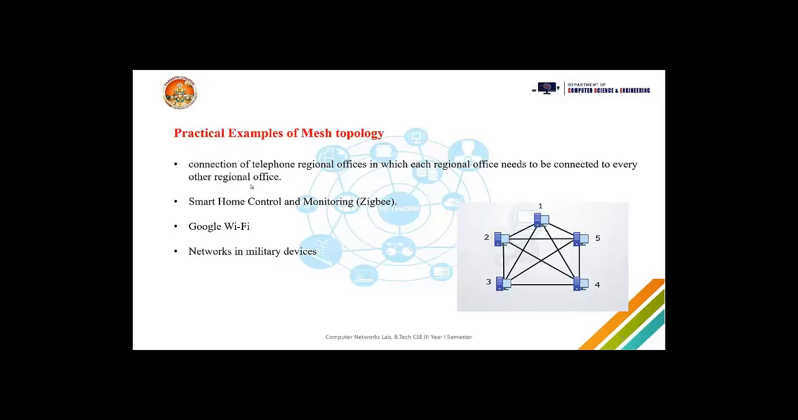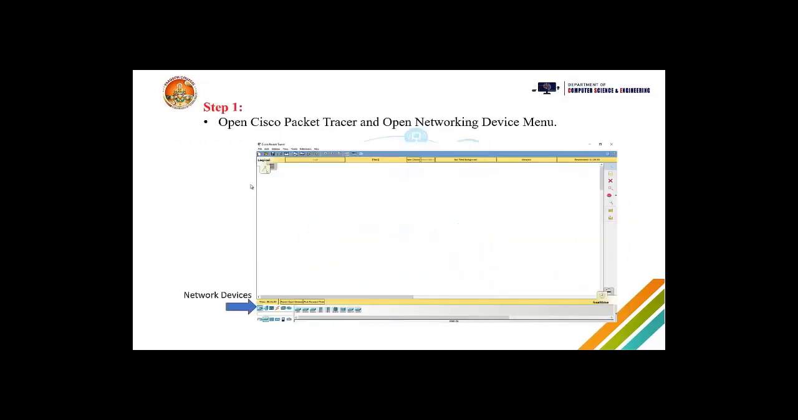Now we will see how to configure this mesh topology using PacketTracer software. First, we need to open PacketTracer software and click on the network devices menu. Once you click on this menu, click on the switch icon, select the 2950-24 switch model and drag this switch onto your work area. Like this, you need to drag as many switches as you require to set up your connection.